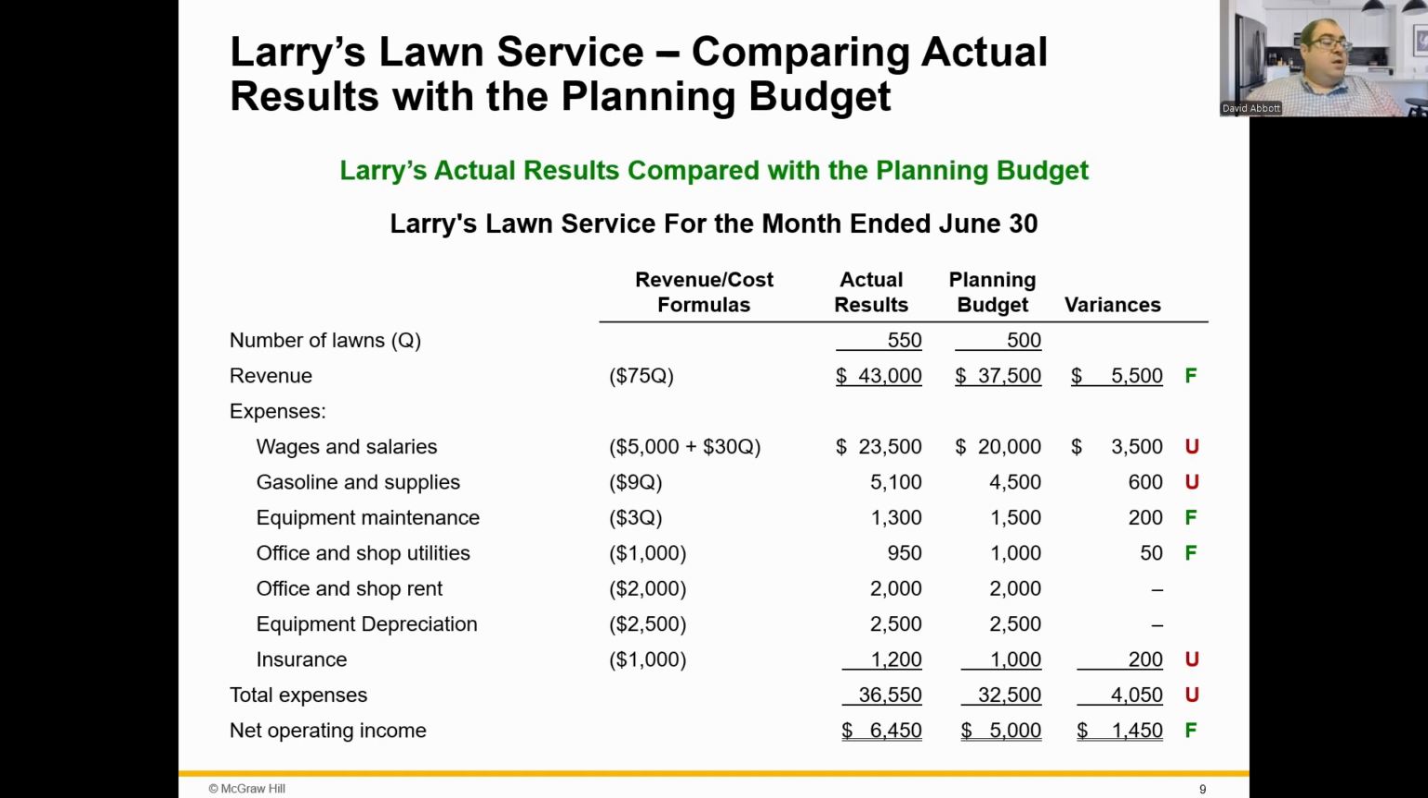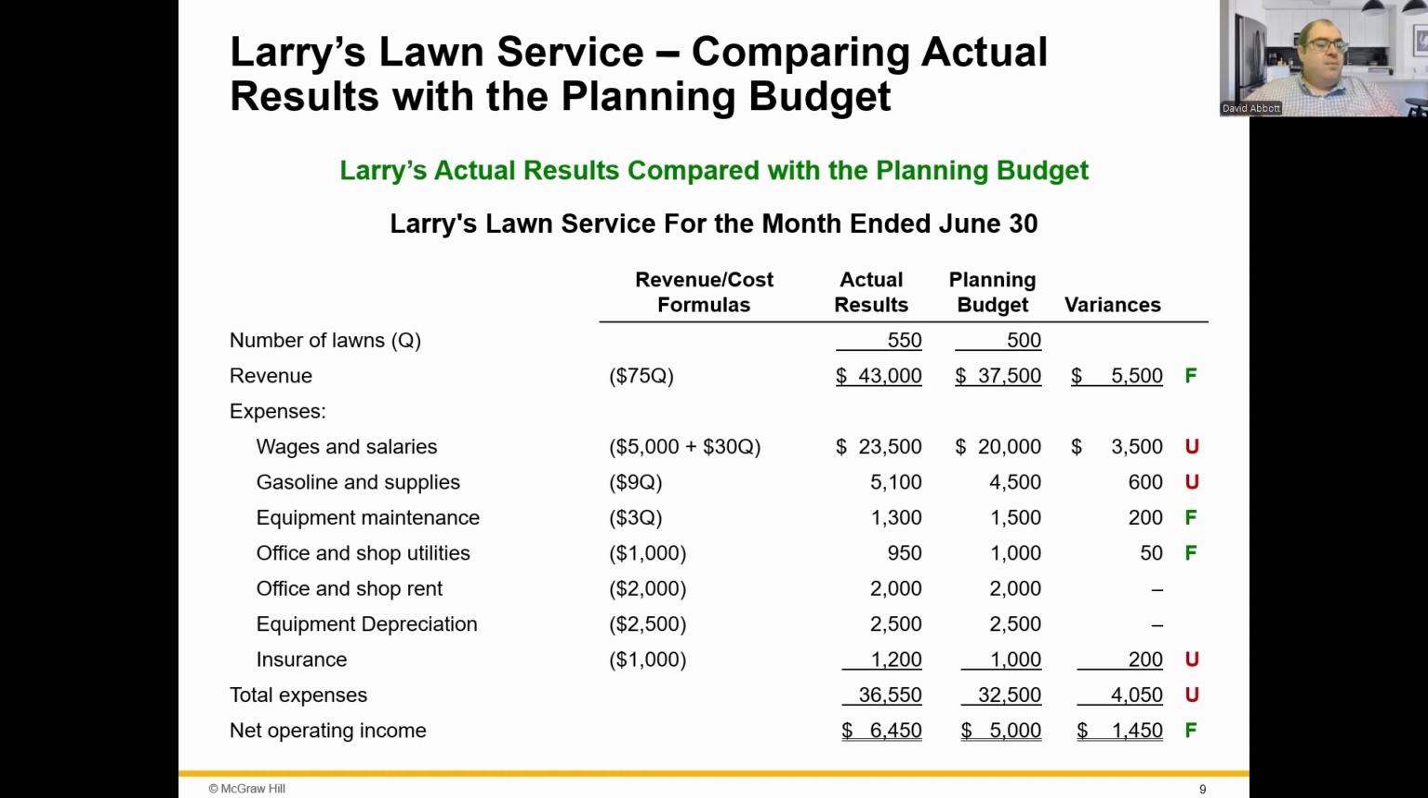If Larry wanted to, he can compare his actual results to the planned budget as shown here. Notice the variance in computing revenue and each expense item. Some items have a U, which means that it was an unfavorable variance, meaning that he spent more than he budgeted. Then we have some items that were a favorable outcome, meaning that he spent less than what he figured. And of course, some things were fixed, and so they obviously didn't change.